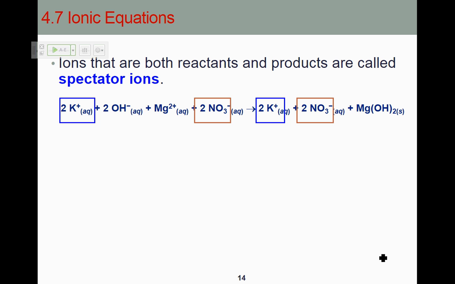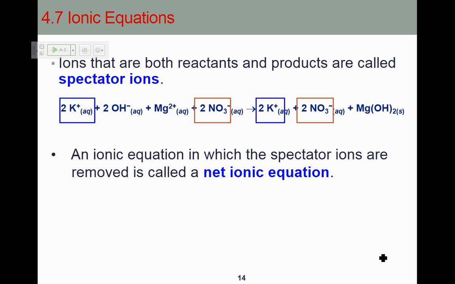So they're not part of what we call our net ionic equation, the actual ions that are reacting to form products. So an ionic equation where the spectator ions are removed, and we're only showing the ions that actually form the precipitate, is our net ionic equation. In this case, our net ionic equation would be 2 hydroxide ions plus magnesium ion forms magnesium hydroxide. That's our net ionic equation. The other ions are just spectator ions, or what we like to call counter ions. They balance charge, but they're not participating in the reaction.